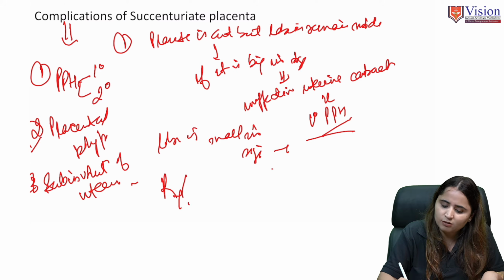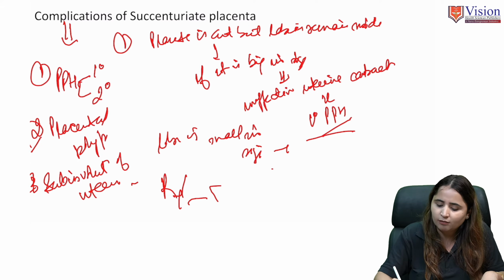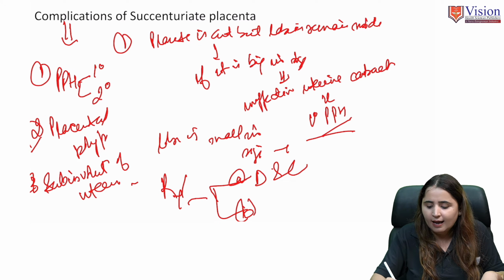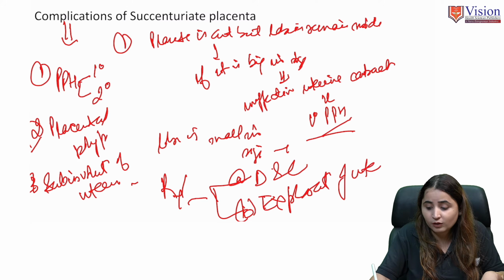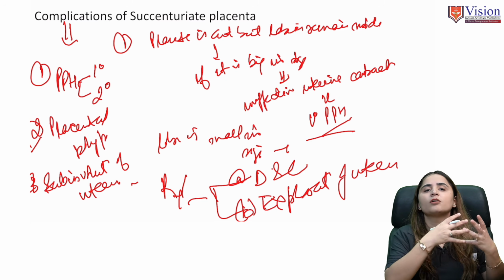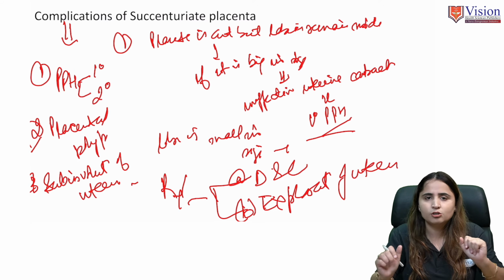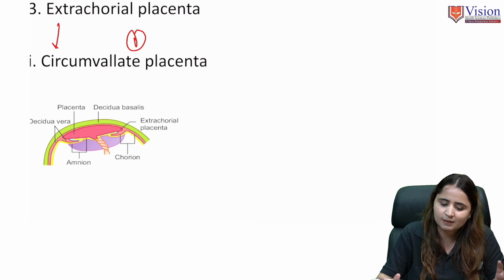Now the management of this succenturiate placenta, first is by the DNC, by the dilatation and curettage, and another one is the exploration of the uterus. हम will try to find out the cause for this PPH कि क्यों हो रहा है और हम उसको ट्रीट करेंगे. So second abnormality clear, succenturiate placenta.